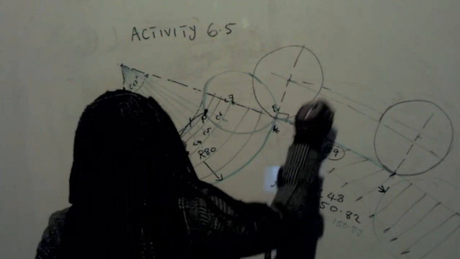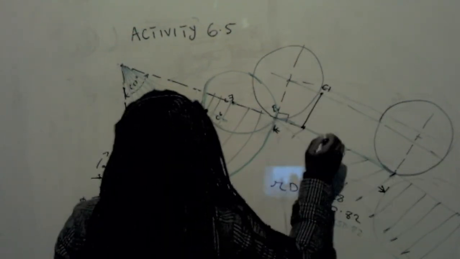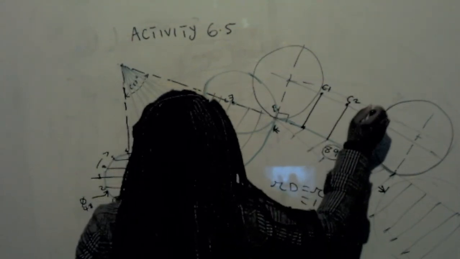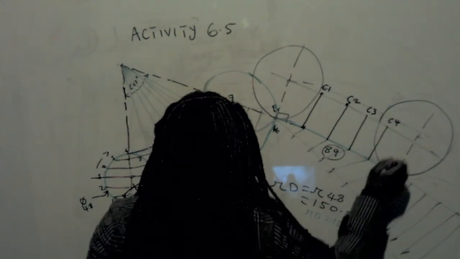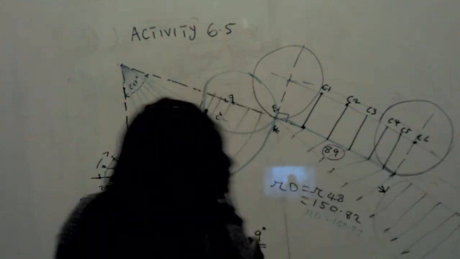Take it to the center line to get C1. This one, perpendicular to the rod, take it to there to get C2. This one, C3. You go to this one, you get C4. You come here, you get C5. And the last one, C6, is here.